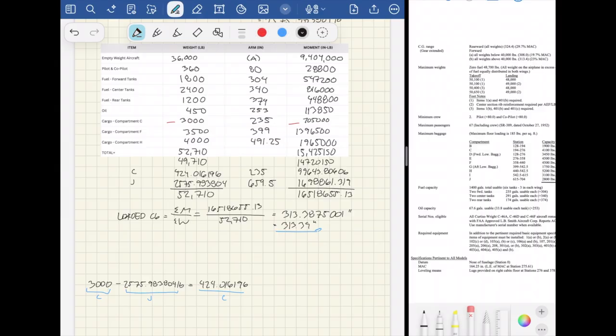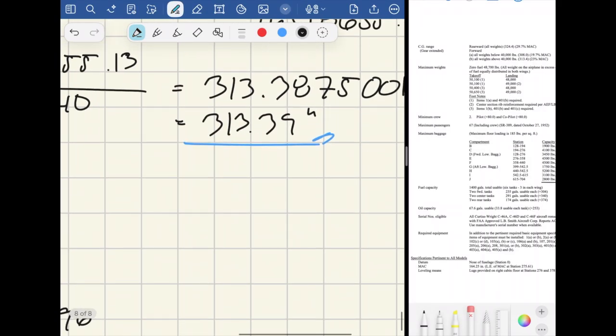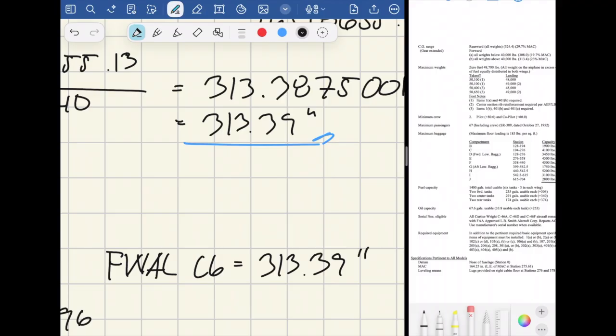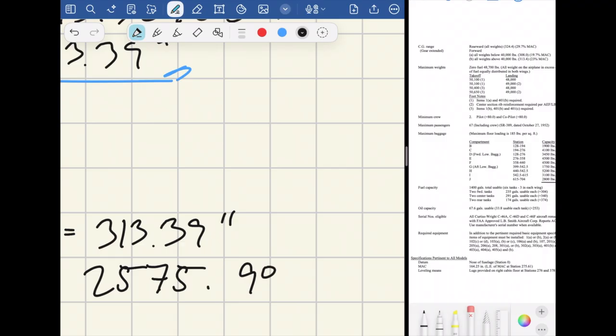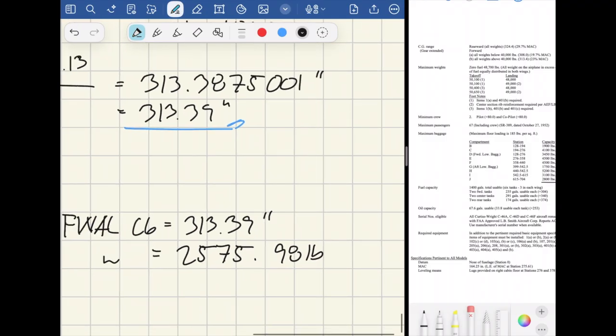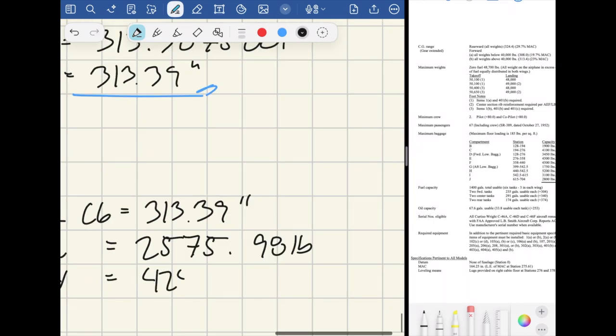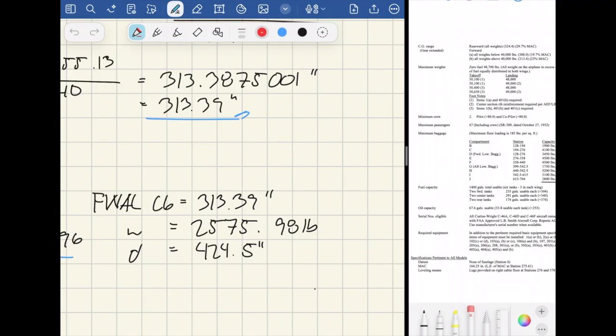So, again, so we will now move to finalization of answers. So, our final CG is going to be 313.39 inches. Our weight to be shifted, 2,575.98 pounds. And then our distance is 424.5 inches. Alright guys, so this is now our final answer.